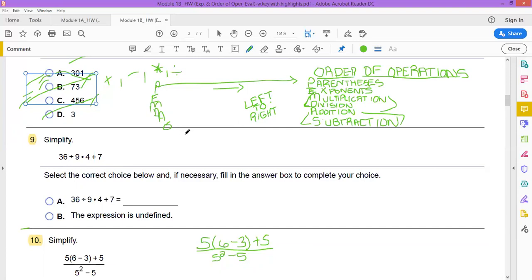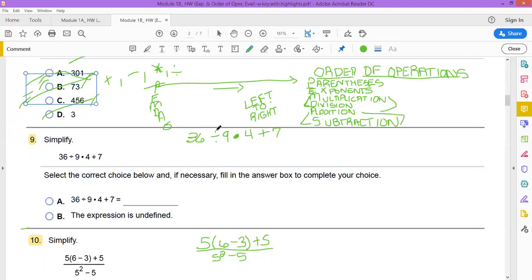We have 36 divided by 9 times, this little dot here means multiplication, times 4 plus 7. Now look at our order of operations. The P stands for parentheses. We don't have any parentheses, so we can move on to the next letter. E stands for exponents. We don't have any exponents, so we're going to move on to multiplication and division.